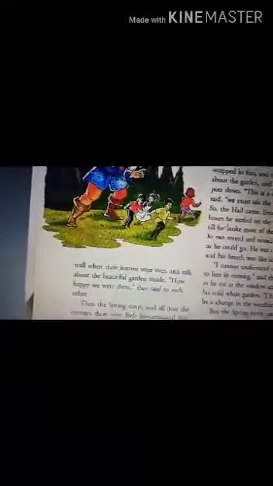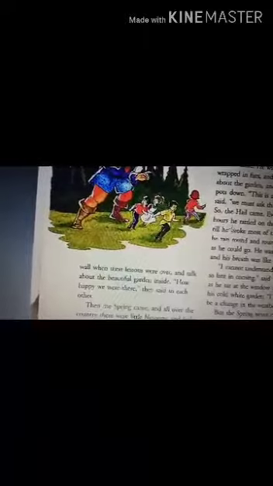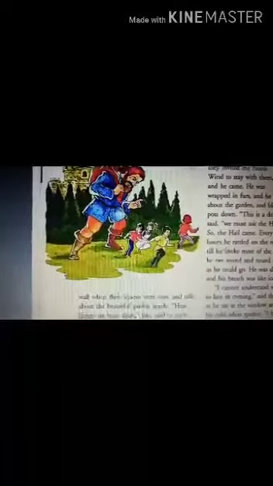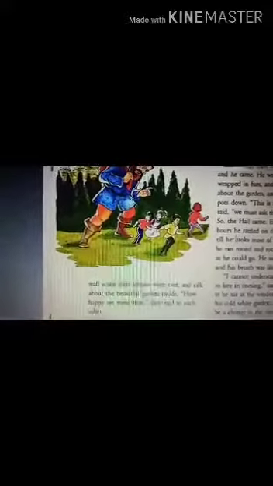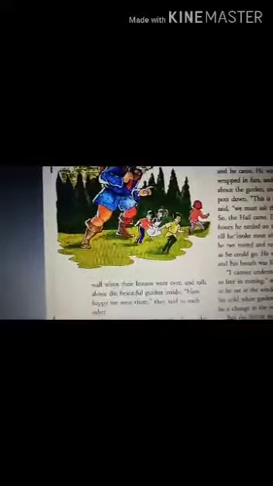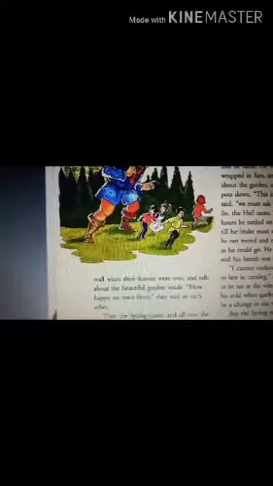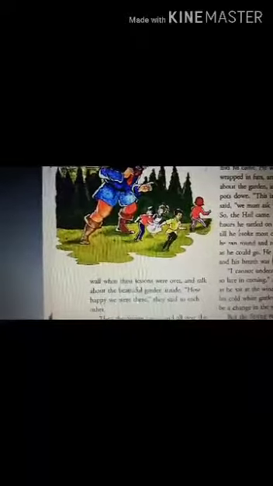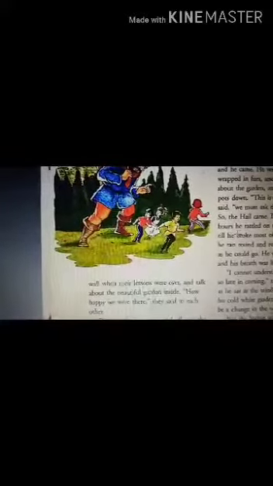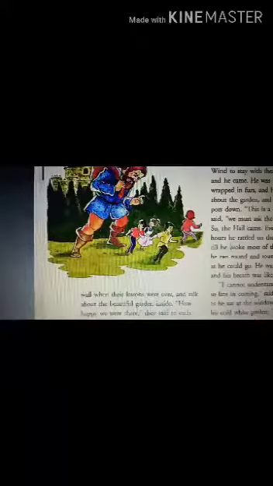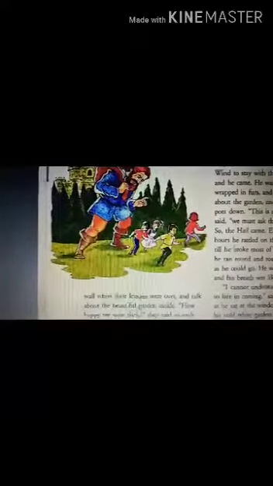Here you can see, then after that, in winter, the trees were silver, painted by frost, and all over there was frost. So the trees bore no fruits. He was wrapped in furs, and he rode all day about the garden because he was very scared that there was no fruit. This is a delightful spot, he said.